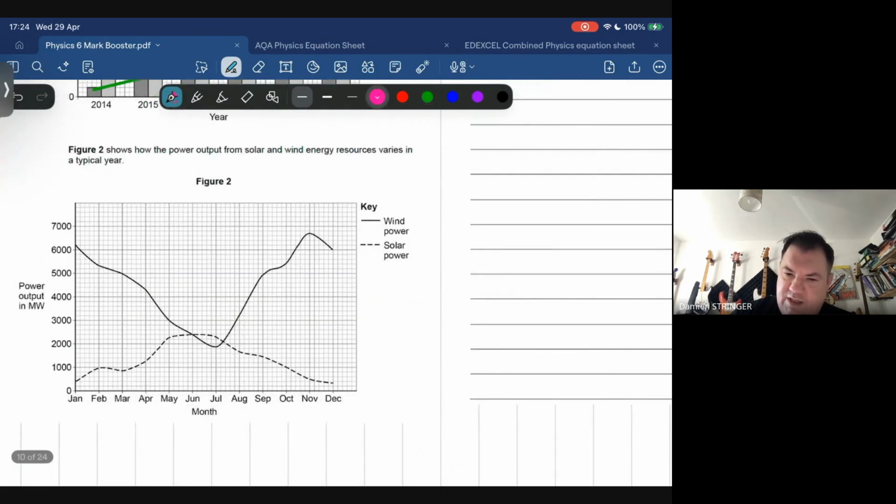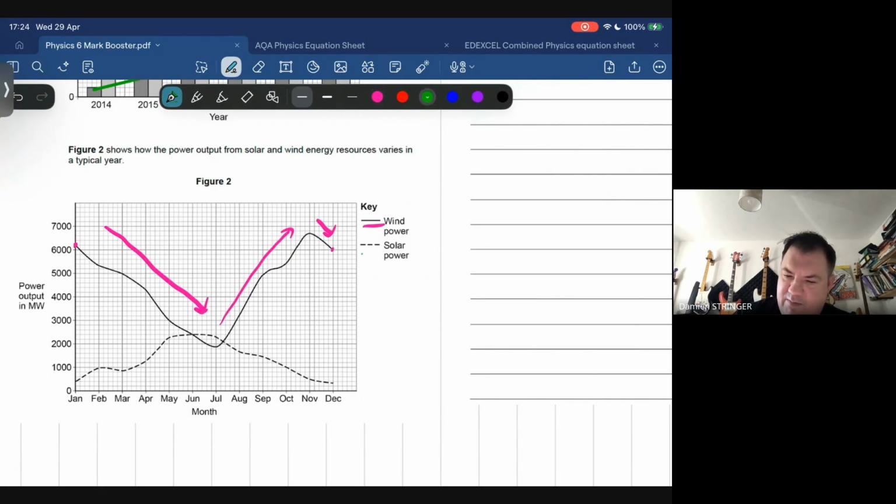Figure 2 shows how the power output from solar and wind energy resources varies in a typical year. So wind, I'll do in pink. Wind's generally going down until July, then it goes up to a peak in November, then down. What you've got to imagine is that line would continue back to there for the next year. Because we've only got 1 year, it just chops off.